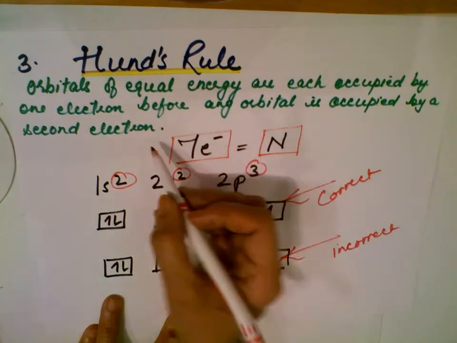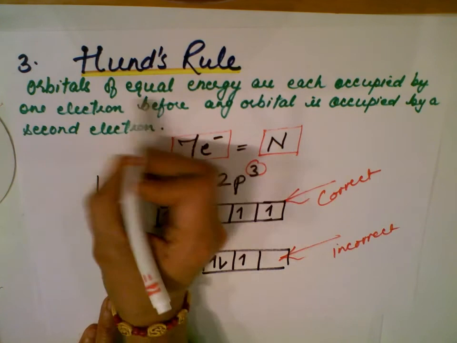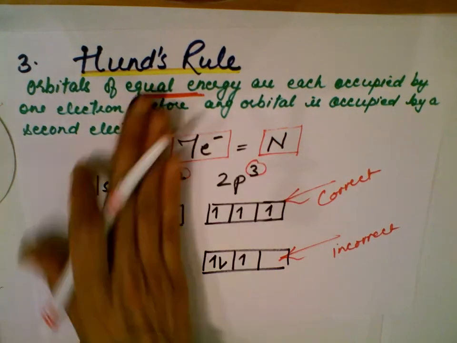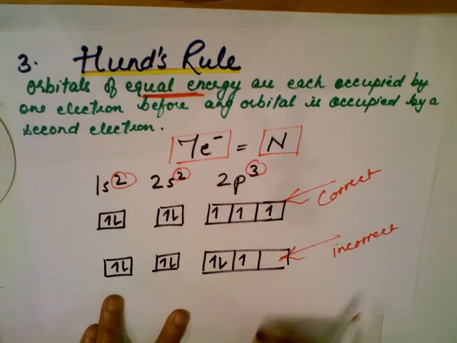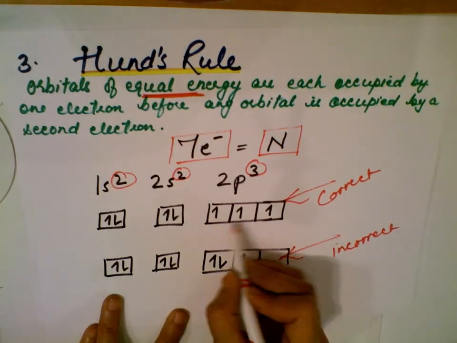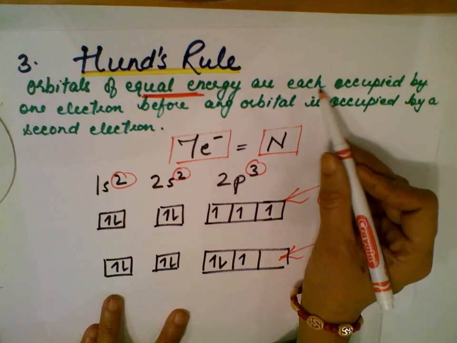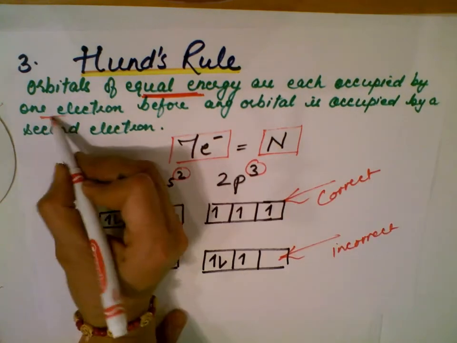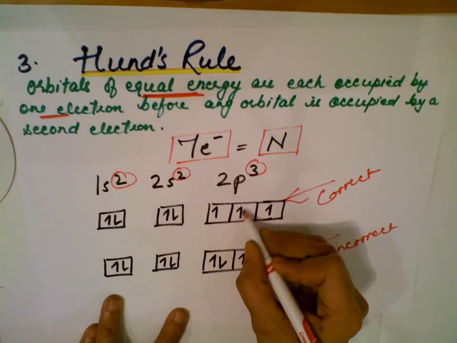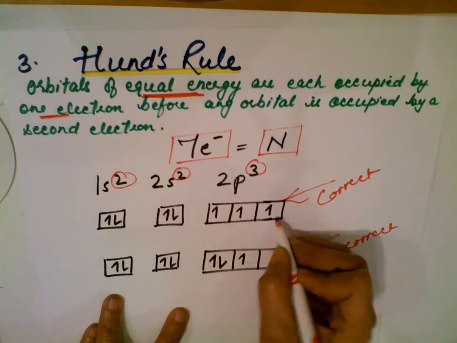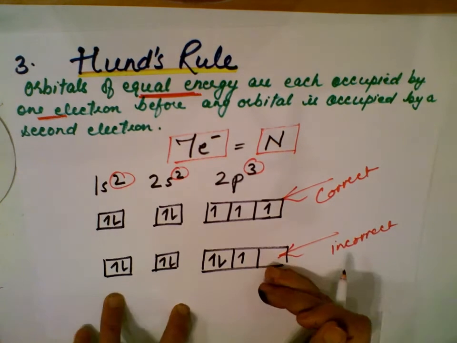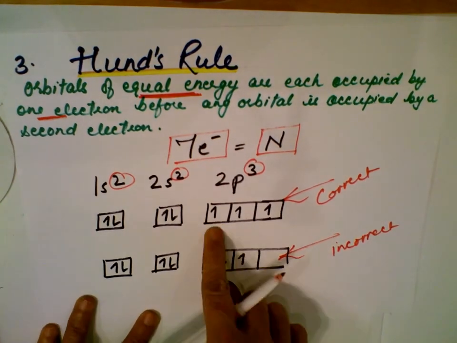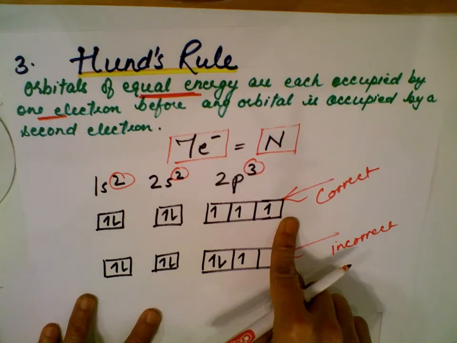The reason is they are saying if you have orbitals of equal energy, so these are completely filled, so I'm not even looking at them, I'm looking at these. These are orbitals of equal energy. First, you have to make sure that they are singly occupied, meaning one electron first. So 1, 1, and 1. Each orbital is singly occupied before you pair them up or before you double them. So you can't double them until each one is singly occupied.